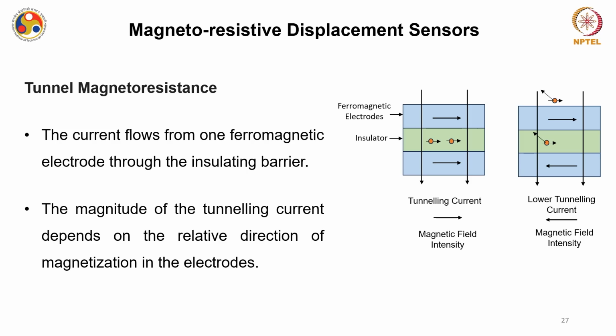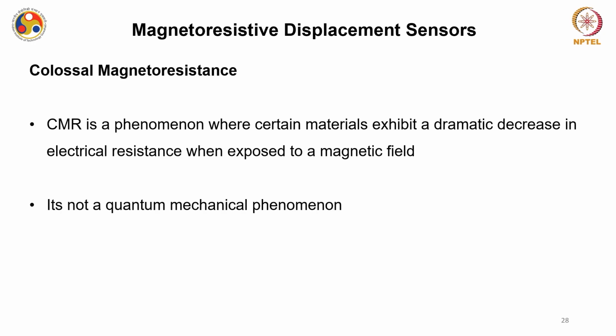The current flows from one ferromagnetic electrode through the insulating barrier. So this is the insulating barrier, and these two are, for example, ferromagnetic electrodes. The magnitude of the tunneling current depends on the relative direction of the magnetization in the electrodes. Now you have another kind of magnetoresistance which is known as CMR.